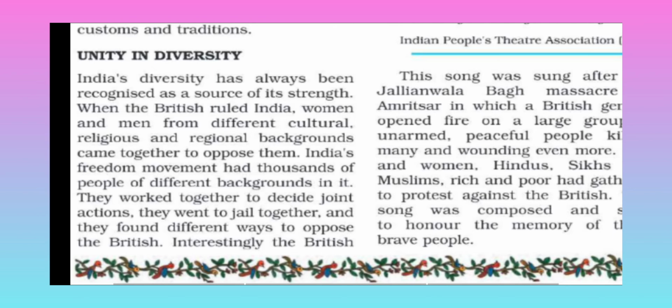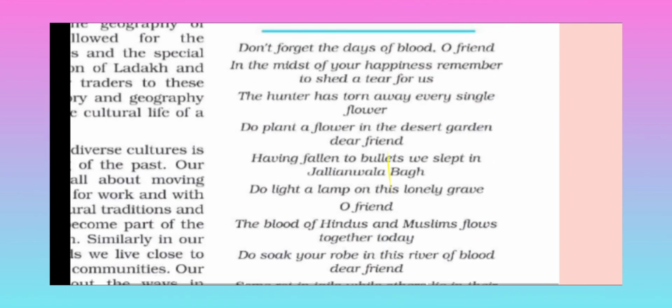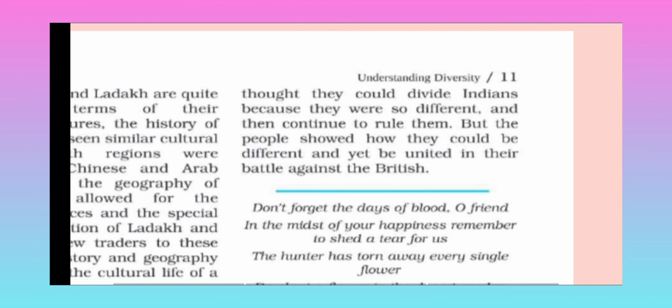So Jawaharlal Nehru was from Kashmir, Mahatma Gandhi was from Gujarat, Bhagat Singh was from Punjab, and Bipin Chandra Pal and Subhash Chandra Bose were from Kolkata. So people from different religions and different regions came together with one aim: to get India free. The British could divide Indians because they were so different and then continue to rule them, but the people showed how they could be different and yet be united in their battle against the British.